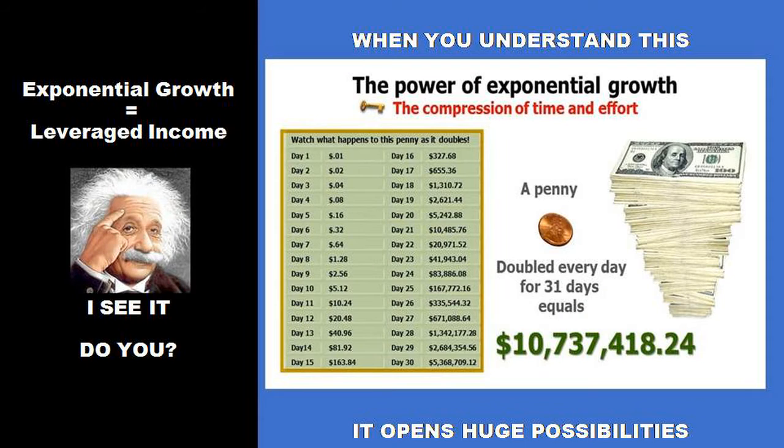This slide is another way of demonstrating how powerful our system is. I'm going to give you a little exercise. You take 1 penny and double it every day for 31 days. Do it as a little exercise. You should find that after 31 days you've got over £10 million. 1 penny doubled every day for 31 days. Now once you understand that, it's going to open up huge possibilities for you.